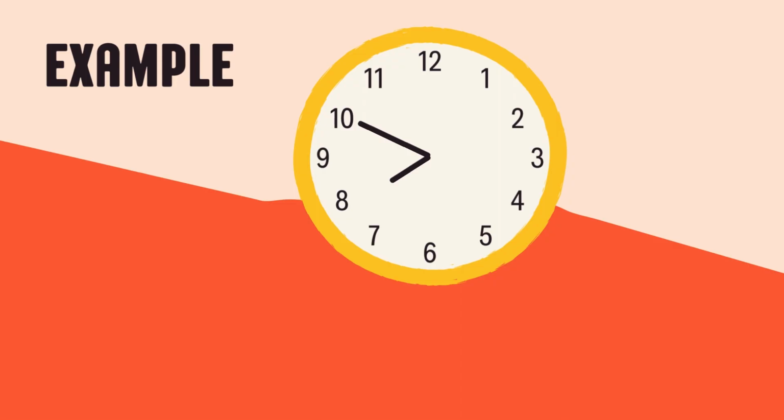Look at this clock. The small hand is at 8, it means 8 hours past, and the big hand is at 10, means 50 minutes past. It can be read as 8:50 a.m. or p.m.